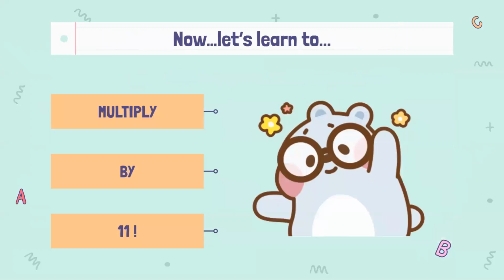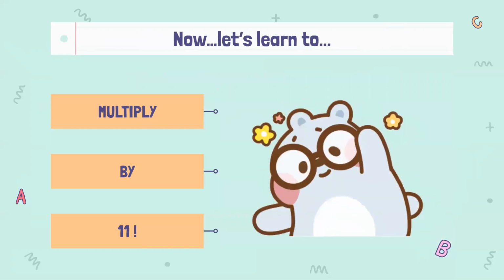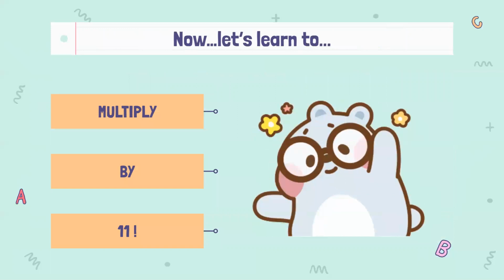Now let's learn to multiply by 11. Here's a little creature to motivate you to keep learning math and to keep learning how to do mental math tricks.